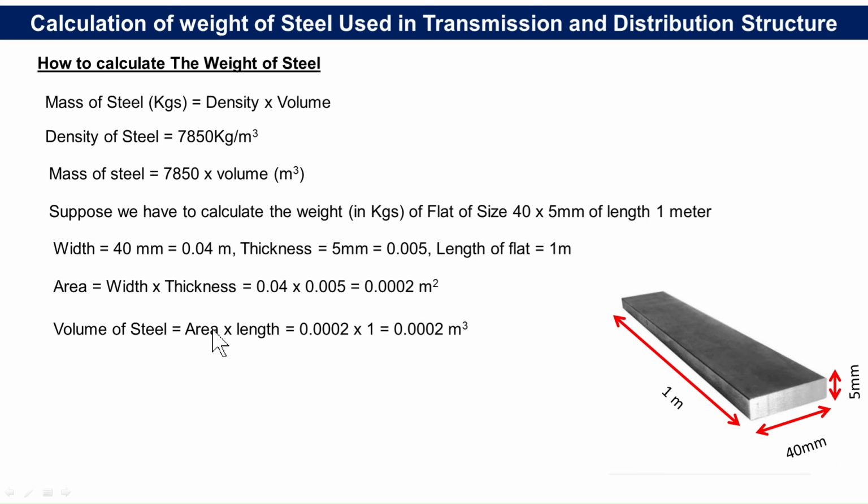Volume of steel is area into length. Area is 0.0002 into length of 1 meter, that is 0.0002 meter cube. Now putting the value of this volume in this equation, we can find the mass of the steel. Mass of steel equals 7850 into volume, 0.0002. It becomes 1.57 kgs. So the weight of the flat of this cross-section is 1.57 kgs.